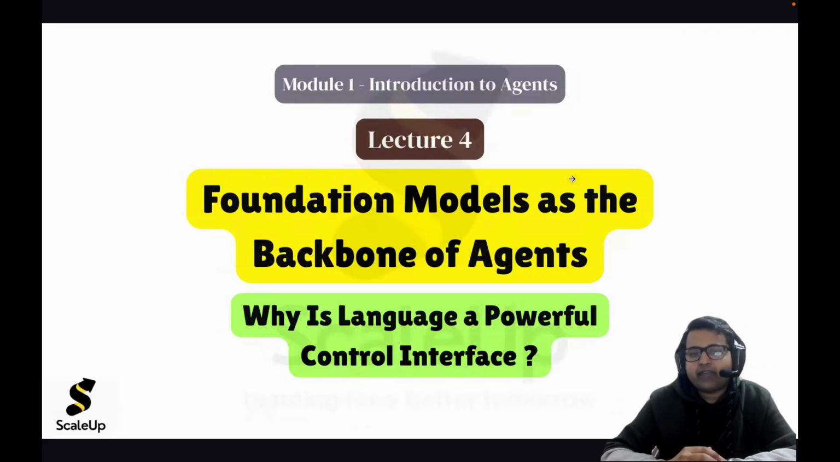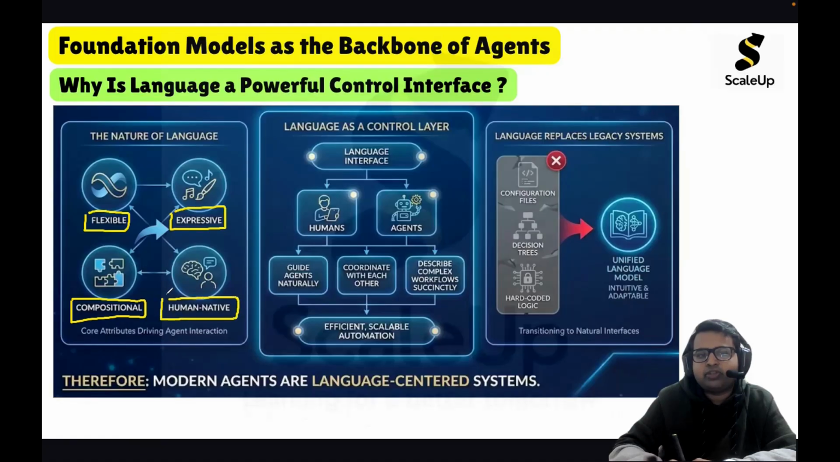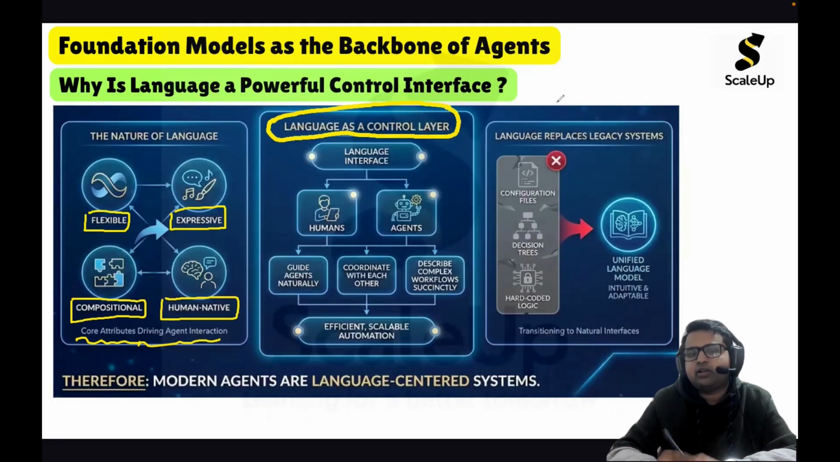So why is language a powerful control interface? If we talk about natural language, language is very flexible, it is expressive, it is compositional, and it is human native. Humans can very easily understand natural language. And these are the core attributes which drive agent interaction. If we use language as a control layer, and that is what natural language is in agent architecture, the control layer. Now, the language interface for humans.